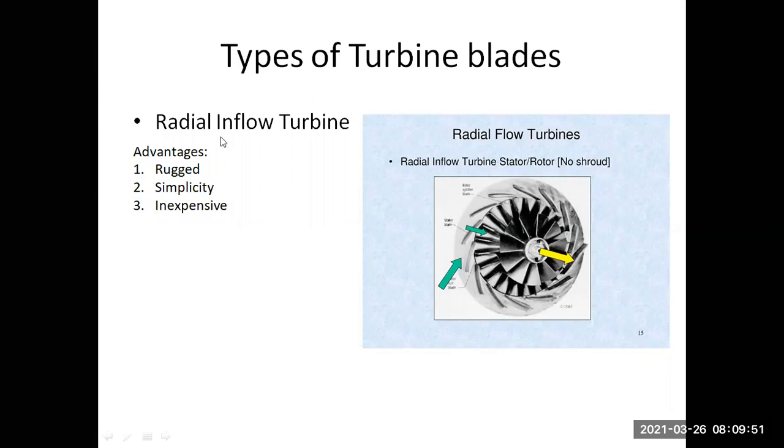The radial inflow turbine has three advantages. They are very rugged, meaning tough. Tough in design means there will be no foreign object damage. If some small stone enters, it will not damage it that much. They are simple in construction. There is nothing, just one rotor disc and one stator disc. That's it. Work is done. And they are inexpensive, very low cost to make. But the only disadvantage here is that the air is flowing in the radial direction.